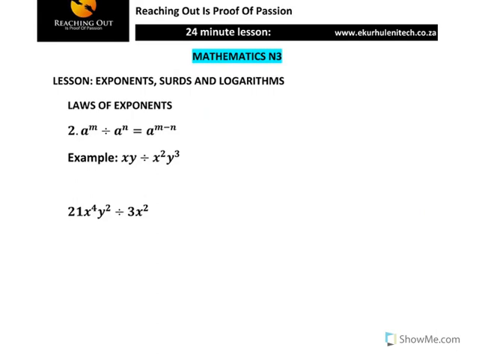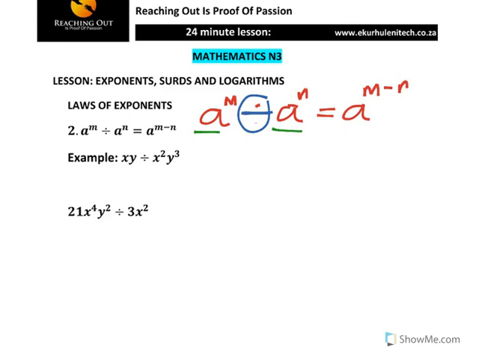Now the next law is talking about a to the exponent m divided by a to the exponent n. Again, what do you notice? The bases are the same, but now we have got a division sign. In a division sign you can see there is the minus sign. It's just a hint to tell you that whenever you're dividing, it's m minus n. The minus in the division sign will remind you that you also put a minus in the exponents.